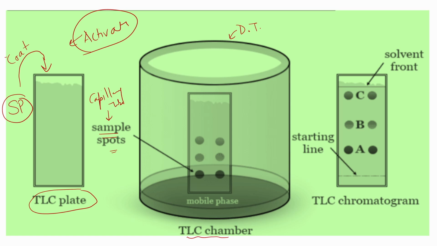Next step is selection of this mobile phase. The mobile phase which will be run for the separation technique or for the development of this chromatogram. We have to select this mobile phase. Next is the type of development technique, whether it will be one dimensional development or two dimensional technique. And last one will be detection of the separated components.